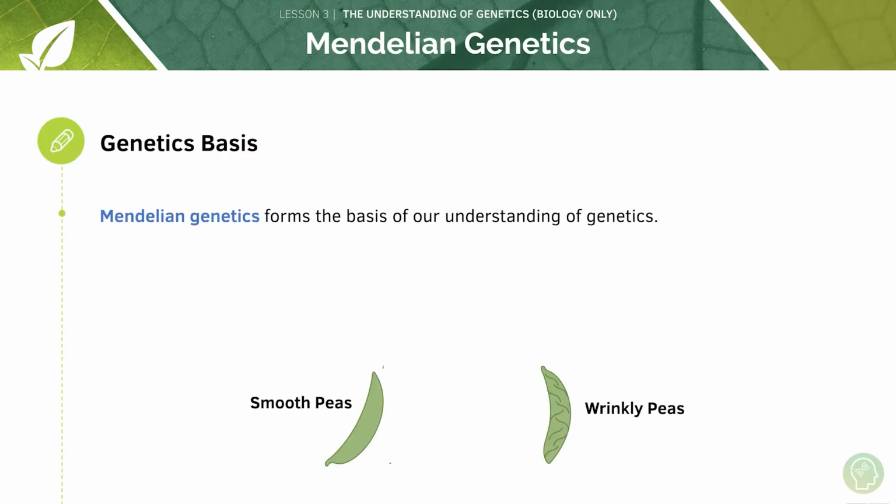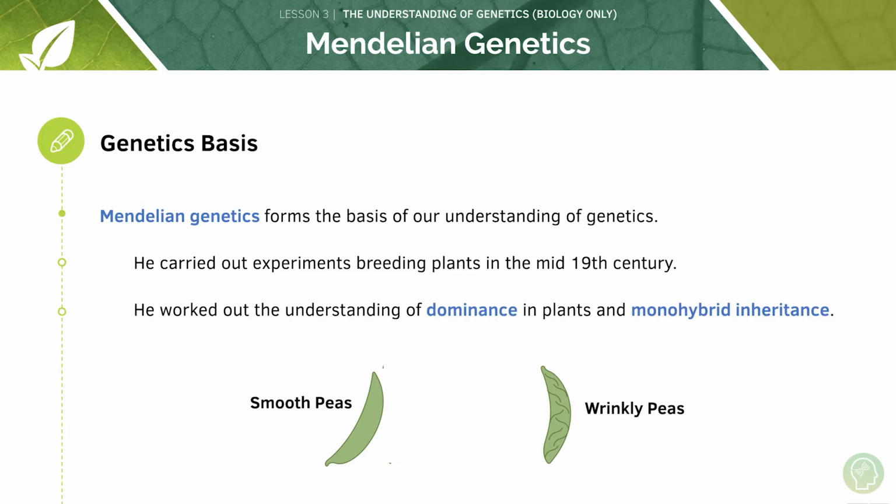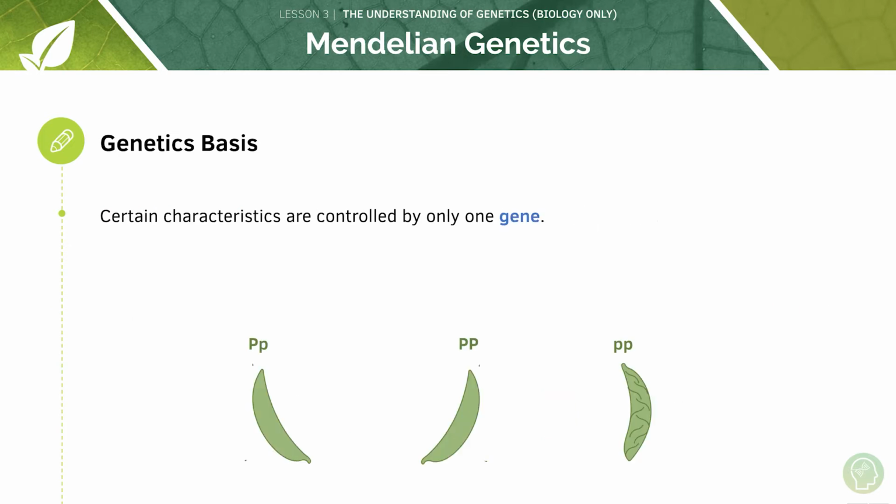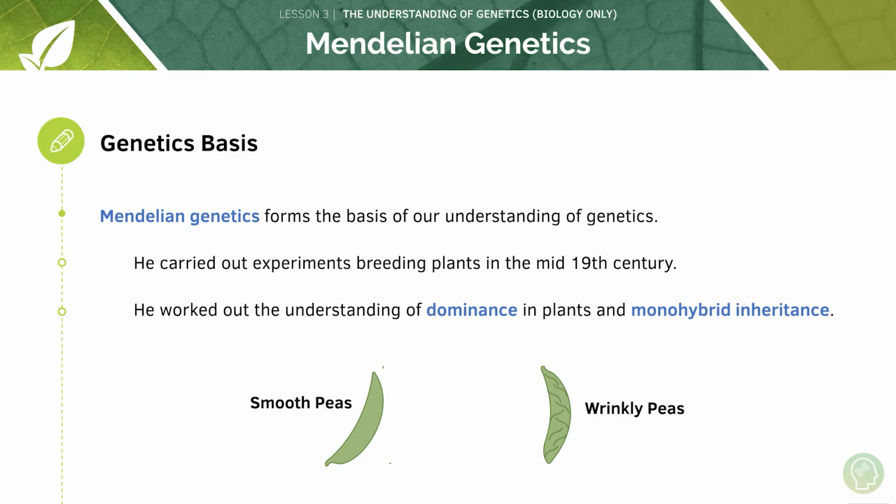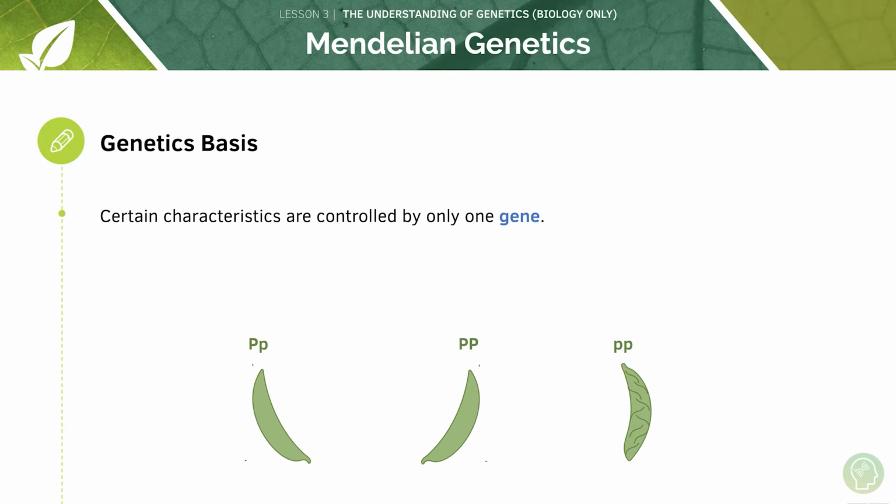So Mendelian genetics forms the basis of our understanding of genetics. So Mendel carried out experiments breeding plants in the mid-19th century. And by doing this, he worked out the understanding of dominance in plants and monohybrid inheritance. So he did this by looking at the characteristics of pea plants. So he had a look at the smooth characteristic and the wrinkly characteristic. So certain characteristics are controlled by only one gene, and these characteristics are affected by monohybrid inheritance because only one gene affects them, therefore mono.